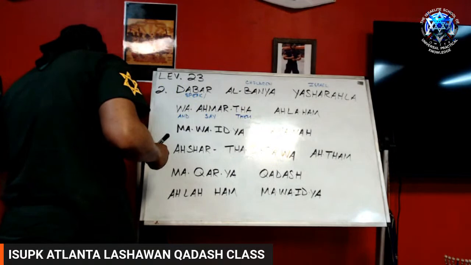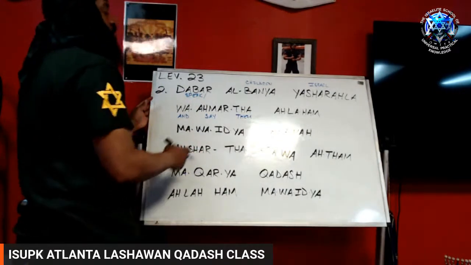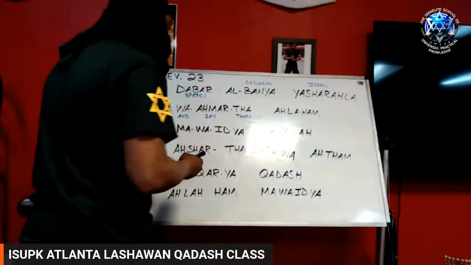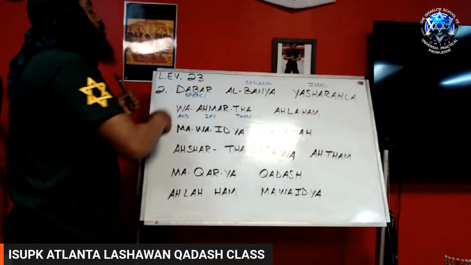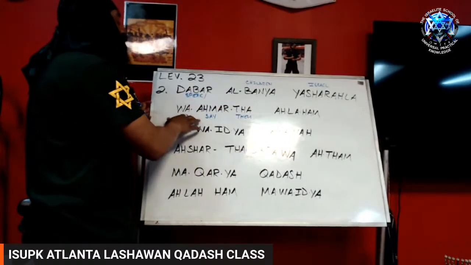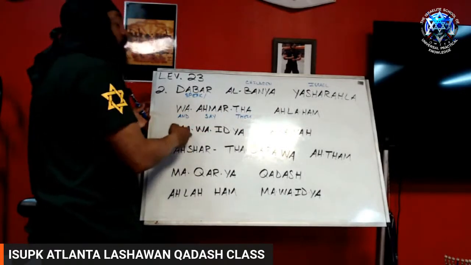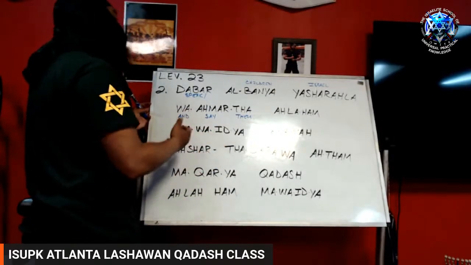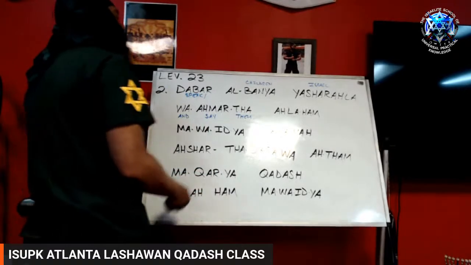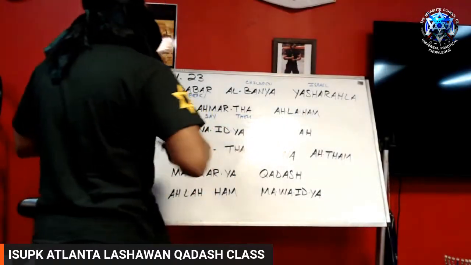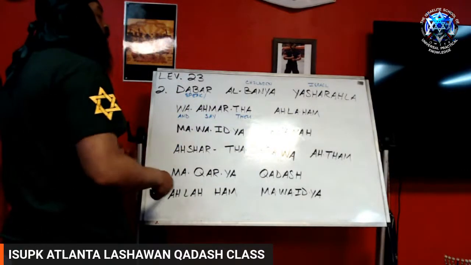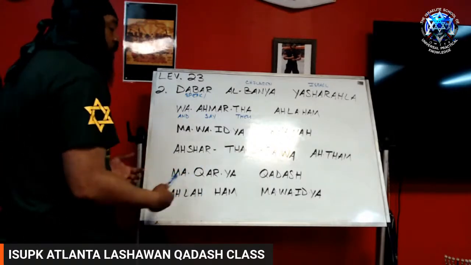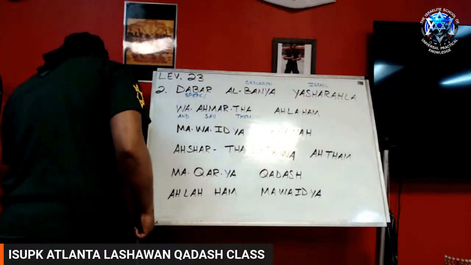Remember, when we saw that the fa is like them, thee, thou. That's what we try to go over in the English. So read over in the English, then when you see certain words, that's how we don't get wa amara, but instead wa amartha. Cool. Then Alaham, Mawa Ida, Yahweh, Ashar, Thakwarawa, Atham, Makwarya, Qadash, Alaham, Mawa Ida. Cool.